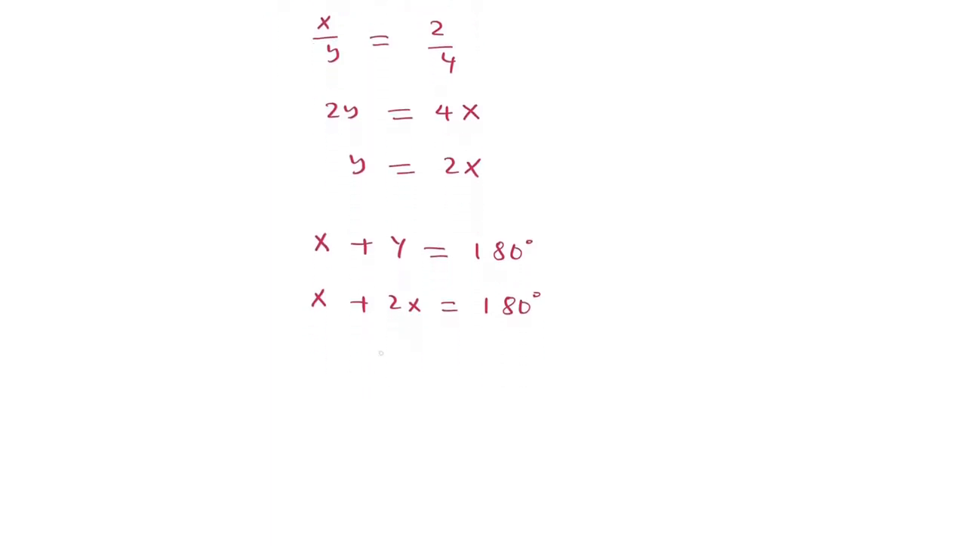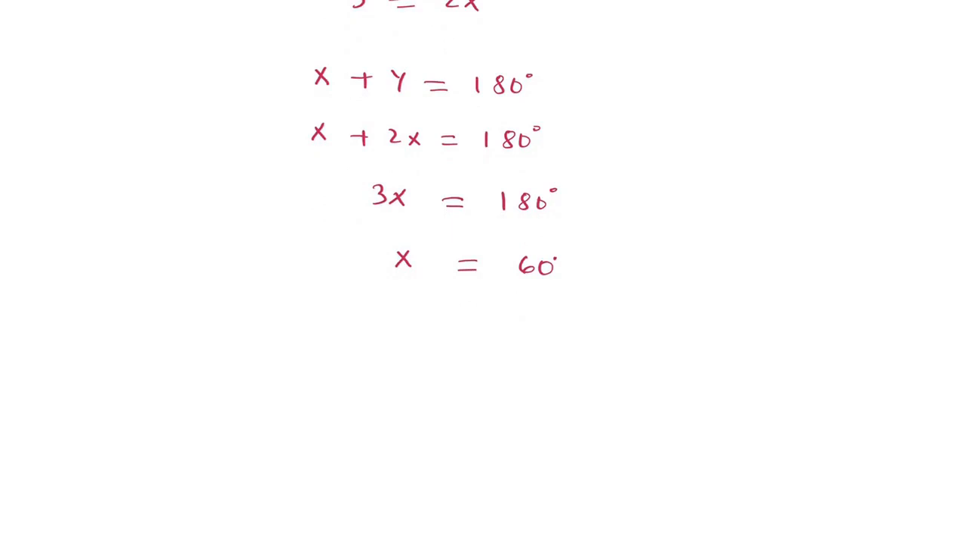Our equation is going to be 3x equals to 180. So next we are going to divide by 3 both sides. Then our equation is going to be x equals to 60. And this is an interior angle.